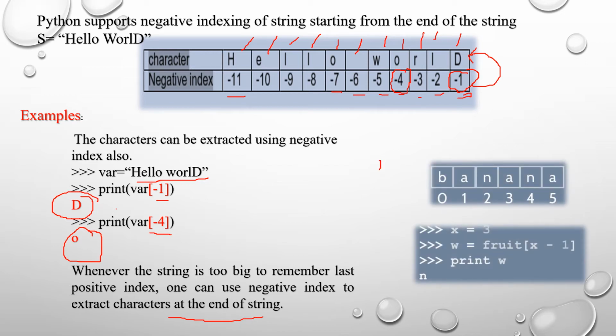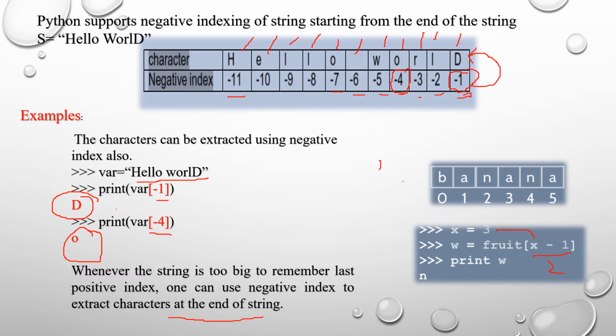Here fruit is equal to banana, and this is the positive indexing. So here x is equal to 3, which we assign to x. After that, the variable w is equal to fruit, with a square bracket, within which we put x minus 1. So here x is 3, minus 1, so the result of this is 2.